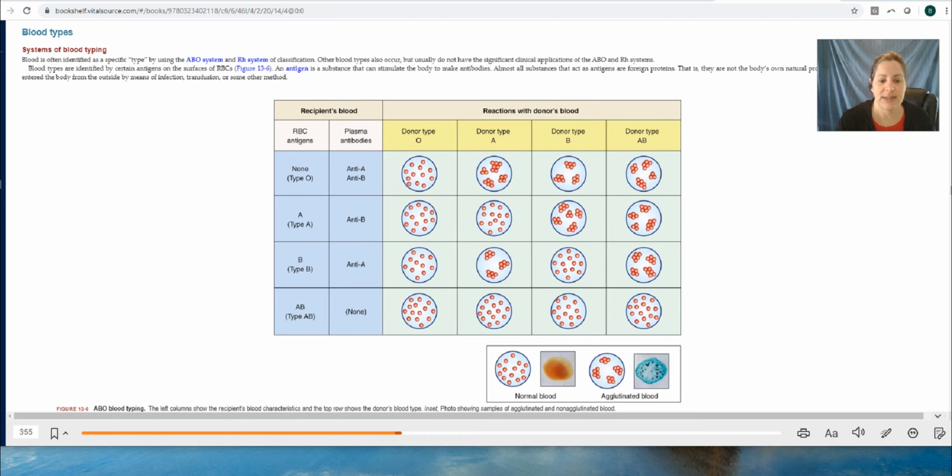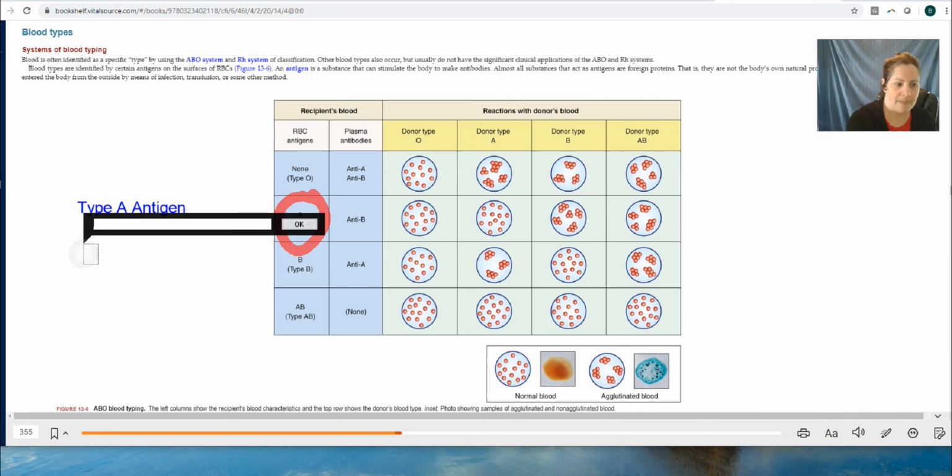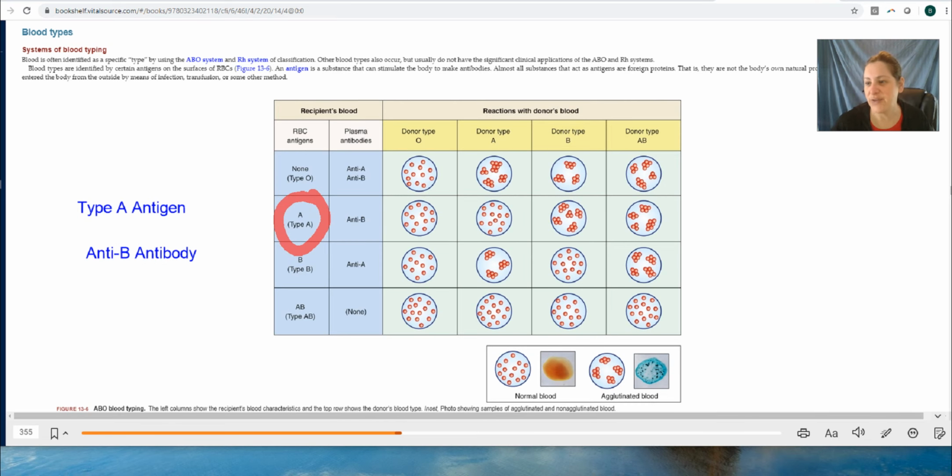What happens is that if you have a type A antigen, like you do right here, you have to have an anti-B antibody. The anti actually stands for antibody, so it's like antibody B. Notice you can't have a type A antigen with a type A antibody. They cannot exist in the body together.